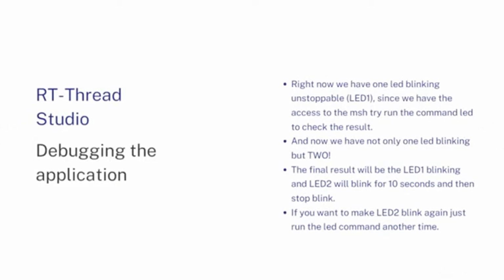Right now we have one LED blinking, unstoppable, the LED 1, as you already saw in the step about the physical connection. Since we have access to the MSH shell, try to run the command that I mentioned in the slide before. That's the LED command, to check what you can do with this command. It will be the same as you did with the help command. So type LED and press enter.